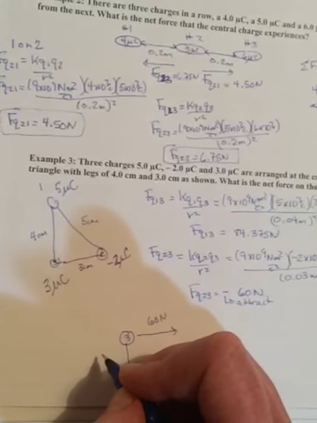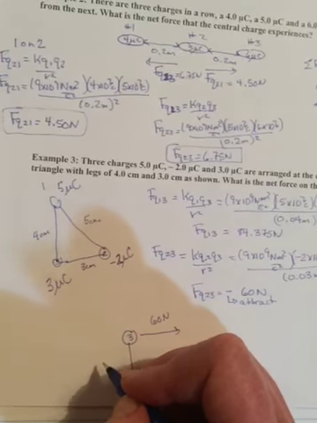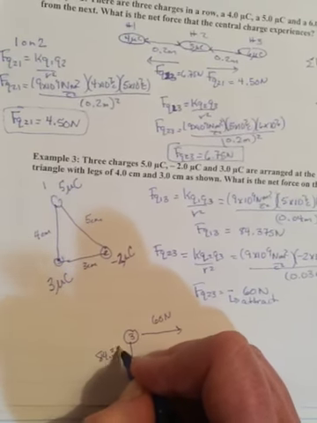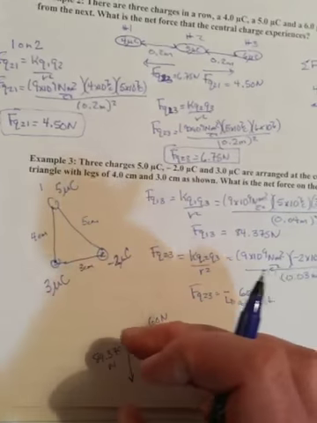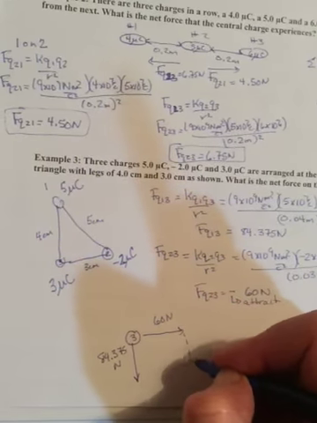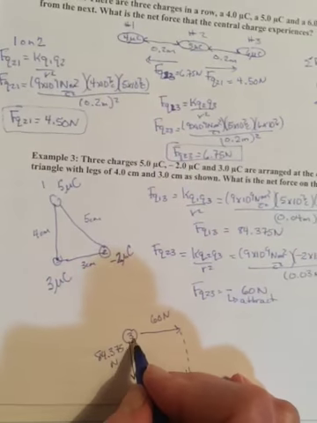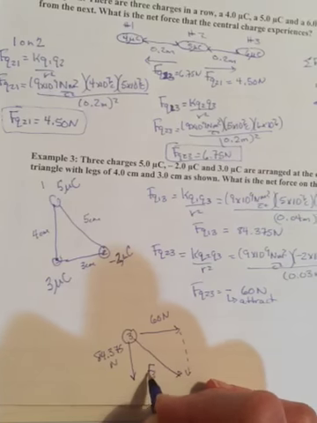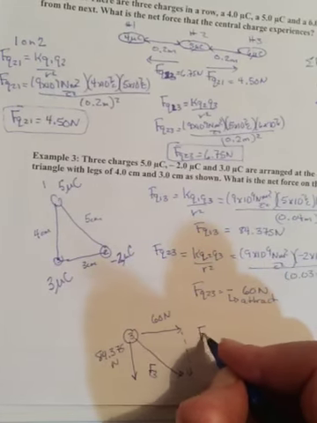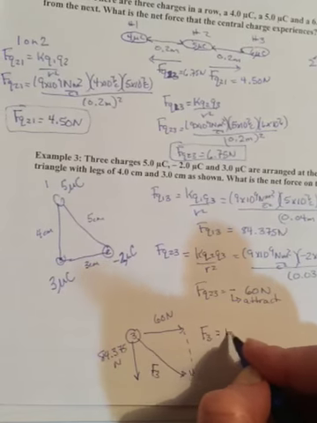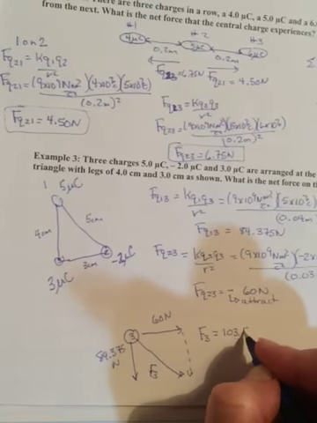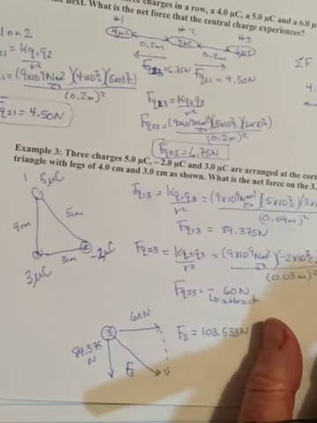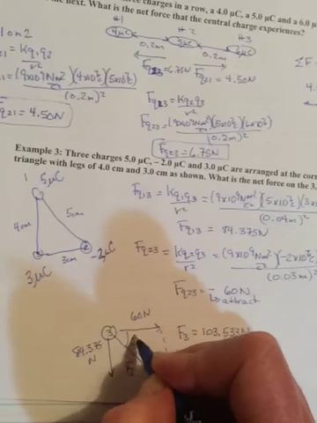And this one is the 84.375. Okay, so they're at right angles. So slide 1 over, and then your hypotenuse will be your resultant. So this will be the force on charge number 3. Square them, add them together, take the square root, and when you do, you should get 103.533 newtons.